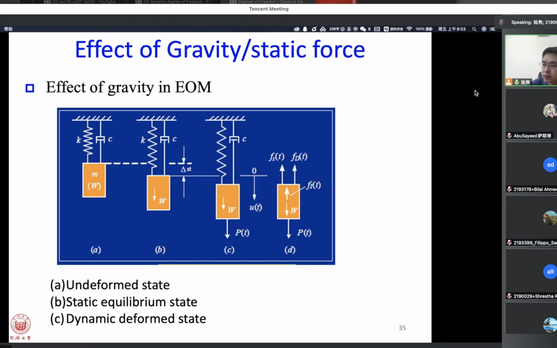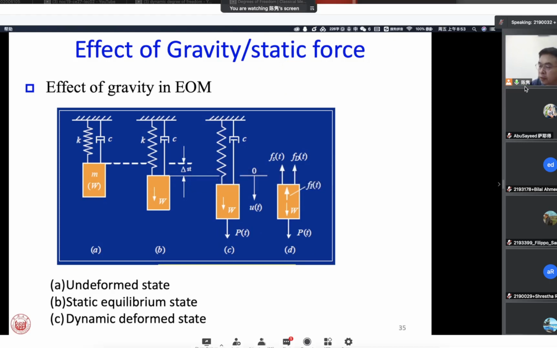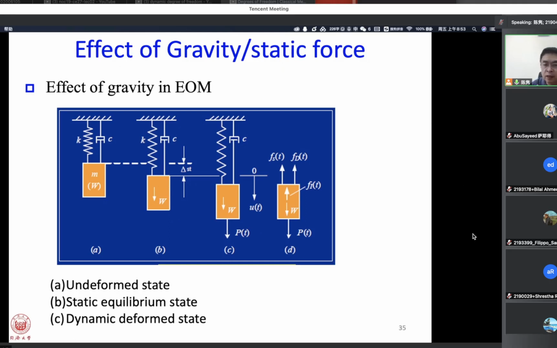So remember this, okay? Then at this position, which is a static equilibrium position, we apply a dynamic load to the system, which is p(t), shown in figure C. You can see here, in figure C, we have a dynamic load applied to this system, which is p(t) here.